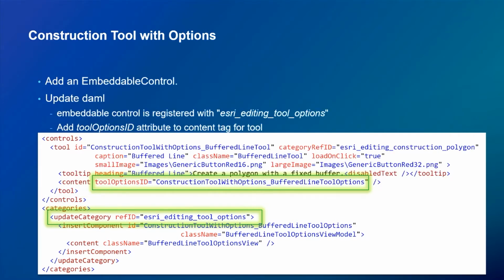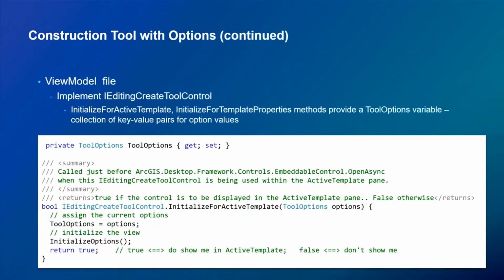Let's do this one more time. So what does that give us? Inside the view model, we have to implement the IEditingCreateToolControl interface. This gives us the appropriate pieces to hook up and initialize our UI components that we would like to present to the user.